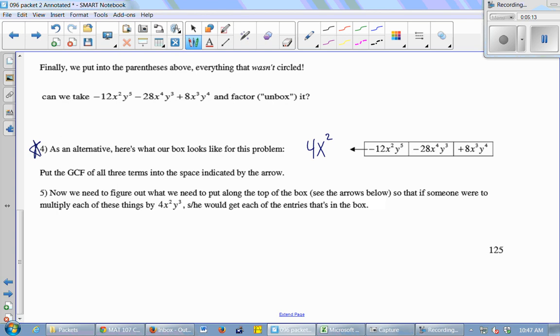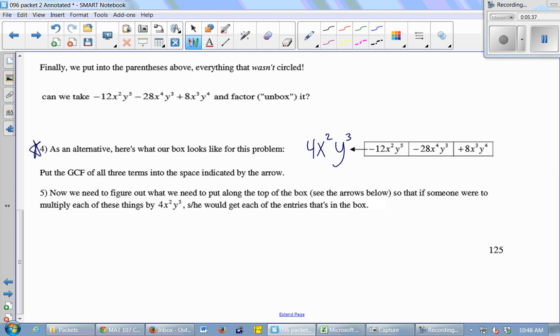So shortcut, you're looking for the smallest power of each variable, right? So I've got y to the fifth, y cubed, and y to the fourth. Which one can I pull out? Y cubed. You pull out the smallest variable. Good. All right, so that's what we call the GCF, the greatest common factor. So that thing divides evenly into each of the terms that I wrote in the boxes.